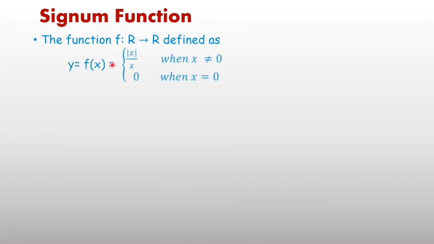Now next, signum function, also known as sinum function. In some books the pronunciation is given as sinum function, or sometimes you can read it as signum function. It is defined as |x| upon x if x is not equal to 0, and f(x) equal to 0 when x equal to 0. If not equal to 0, two cases arise. It may be less than 0 or greater than 0.